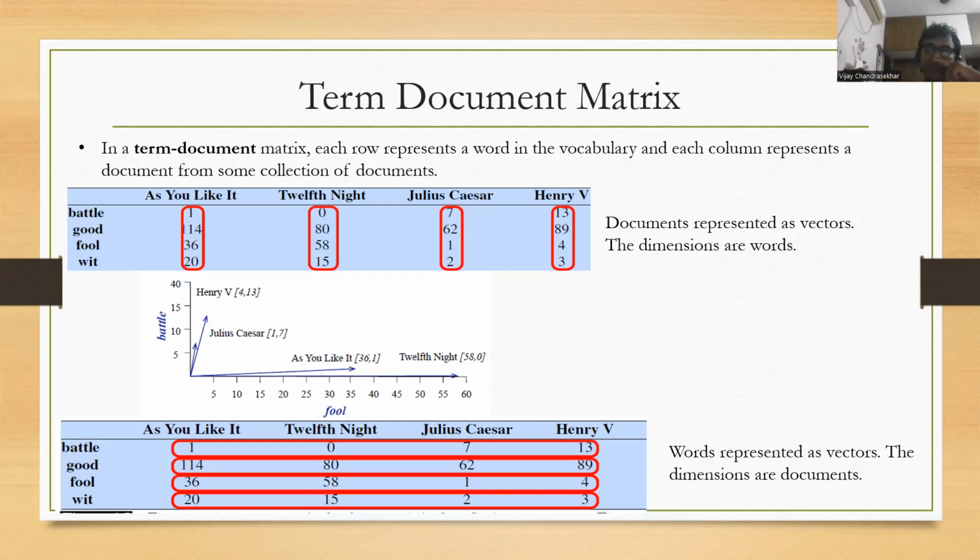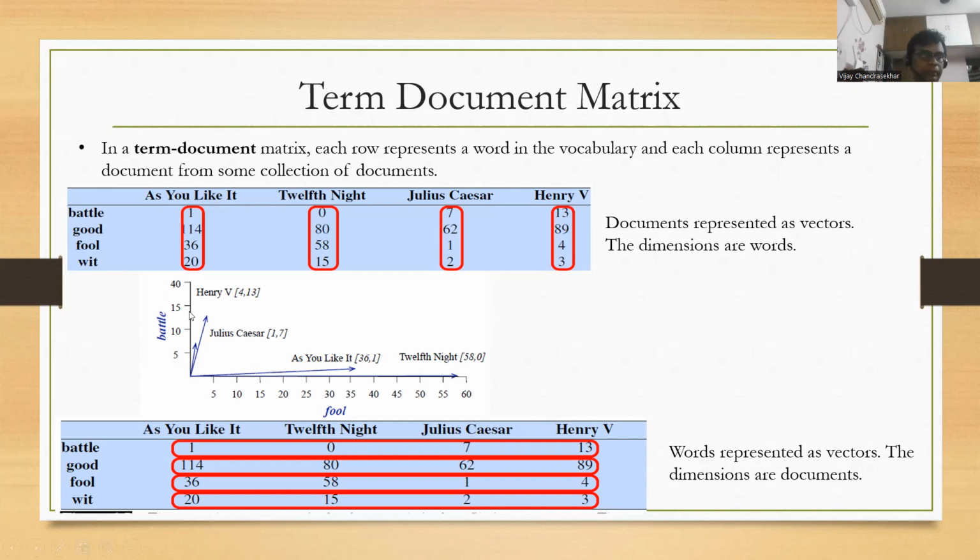The matrix is four by something, yes, but we're talking of matrices, and I'm talking of a vector. So what is the dimension of the vector? It's 4. If we take As You Like It, I can use 4 numbers to represent that vector. Likewise for Twelfth Night, Julius Caesar and Henry V. So the dimension of the document vector is 4.